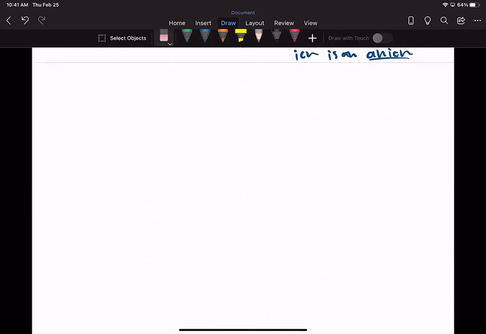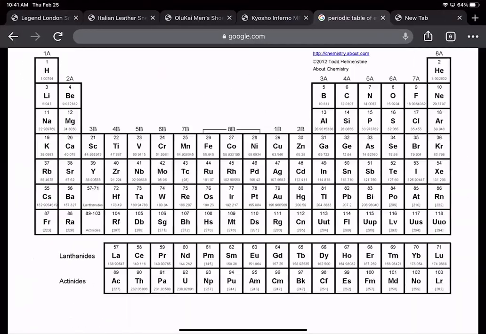I guess we could do one more. So what if we had something like this? I'm going to do one more quick example, and then I think we're going to keep going. Yeah, we'll get into isotopes.